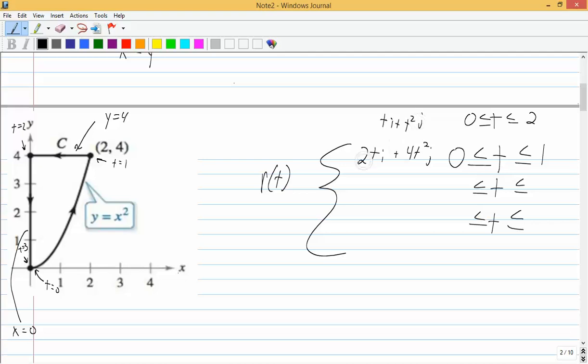But this would work for that first part. Again, you can have multiple answers here. So that works. Okay? And so now we want to go from 2, 4 to what is this point?